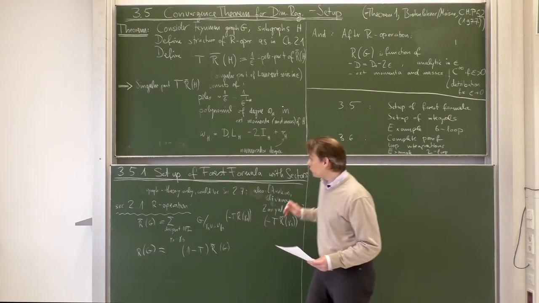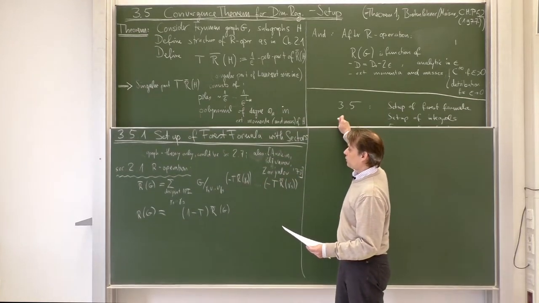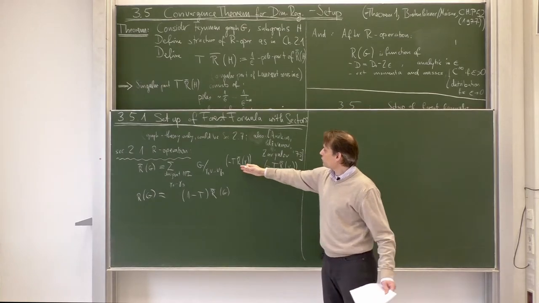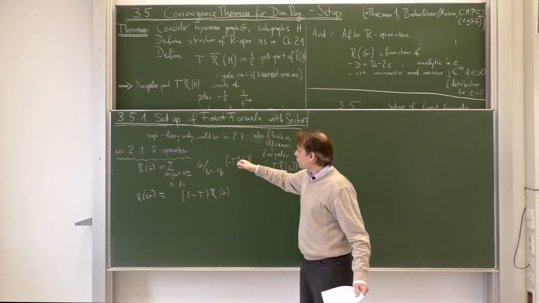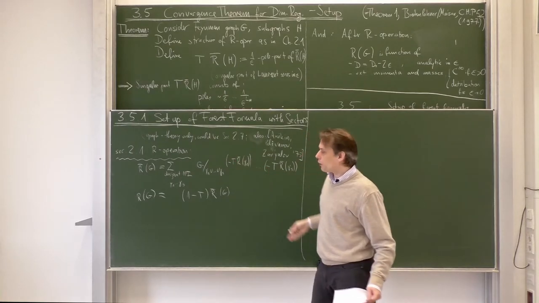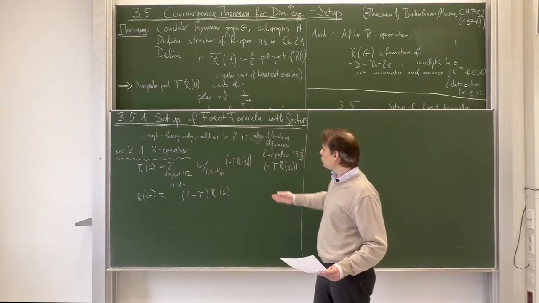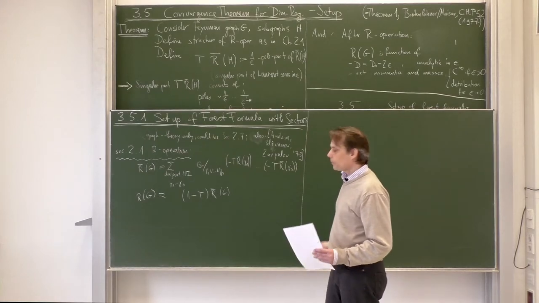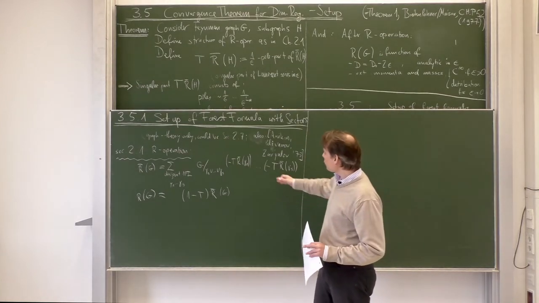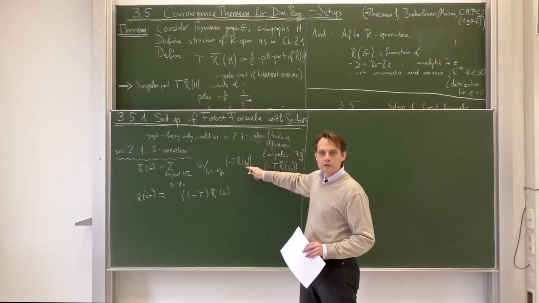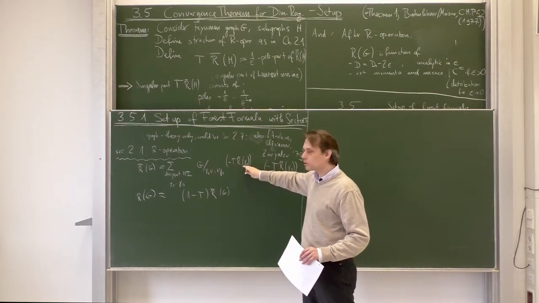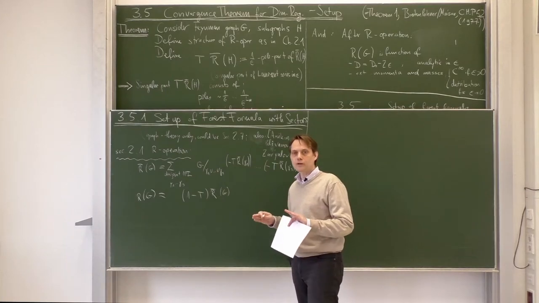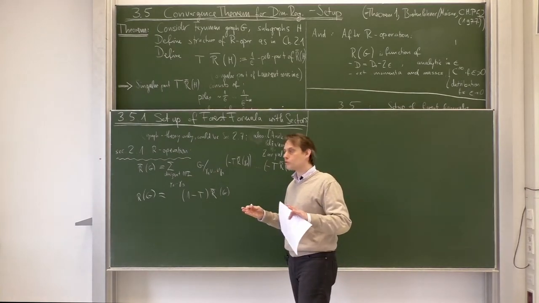Now, what I want to highlight here is how does this T operation act? T always extracts the divergence of whatever it acts on, but what does it act onto in this R operation? The T always acts onto R bar of something. It never acts on anything else. It always acts only on R bar of something, which means that it only acts on subrenormalized expressions.